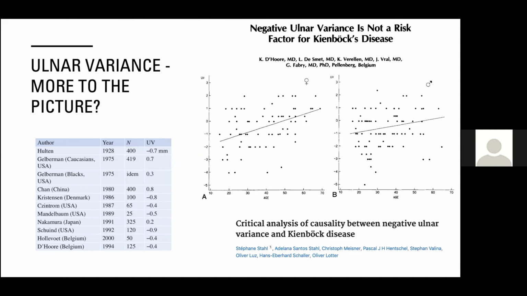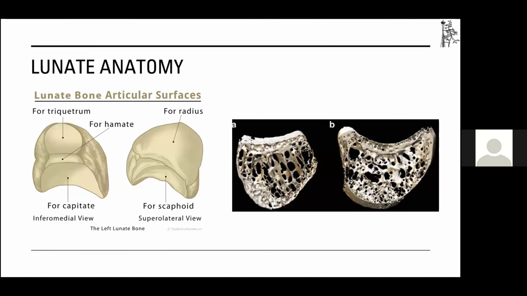And then most recently, this meta-analysis seen on the bottom right by Stephanie Stahl and her colleagues found that there was no association between negative ulnar variance and the development of Kienbock disease based on the best available current evidence. The authors noted that this is a troubling finding, considering that a great deal of surgical intervention is highly predicated on the association between ulnar variance and Kienbock.